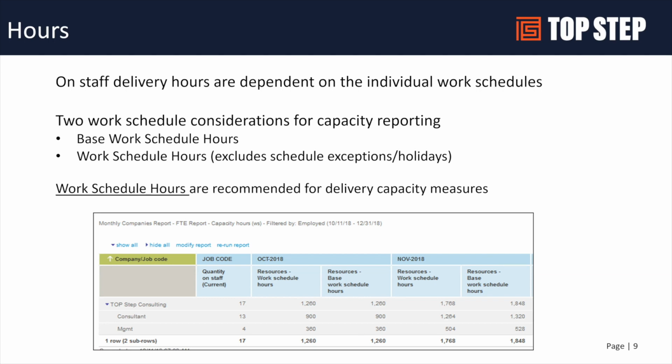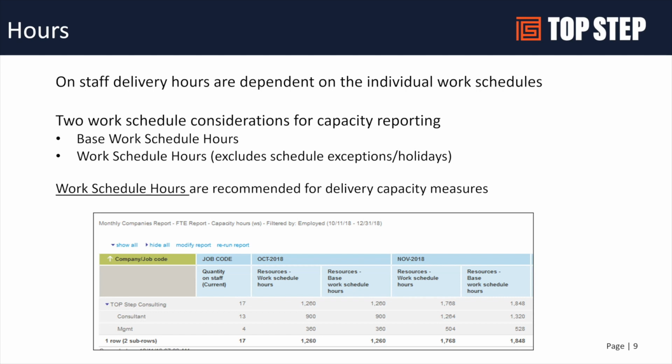And the work schedule hours is going to take into account your holidays. So if you're adding holidays to the work schedule, and we've got a holiday on a Monday, it's going to say your work schedule for that week is 32 hours, whereas the base work schedule is going to basically say it's 40 hours. So in our experience, using the work schedule hours, excluding the holidays, is a much more accurate report option. And so we definitely recommend those.